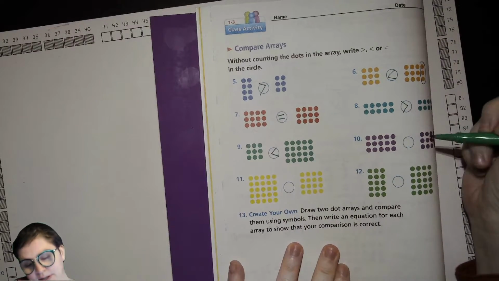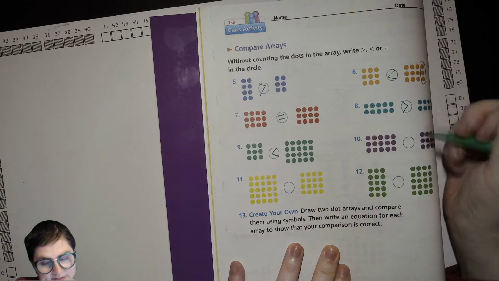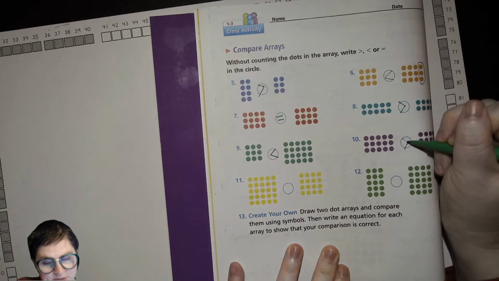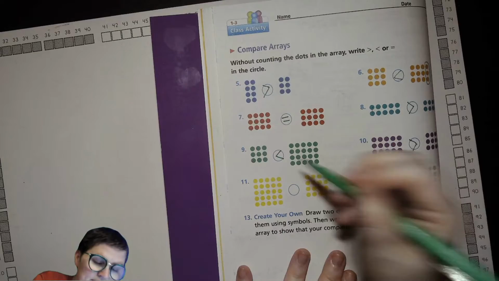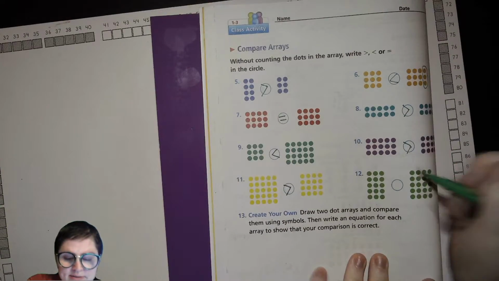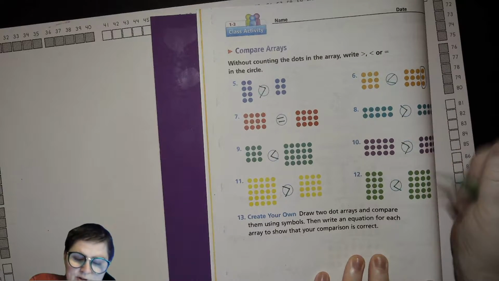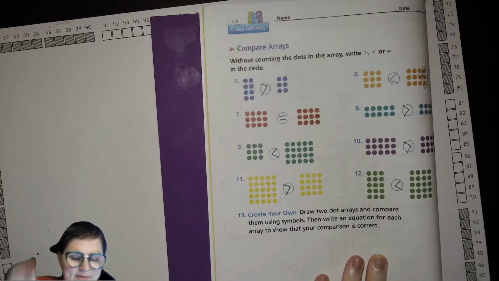Okay, here we go. We got a 3 by 4, that's 12, and a 3 by 5, that's 15. So 15 is greater than 12. Over here, we could just see this one is bigger, greater than, and then this one has more columns, so this is less than that.